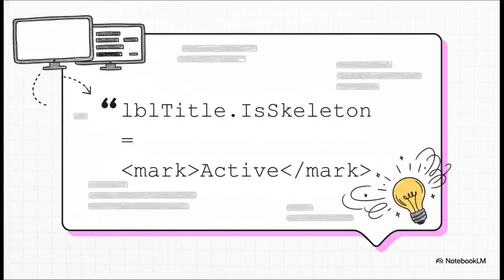So how do we bridge the gap between a blank screen and that nice loading state? Is it a bunch of complicated code? Nope, it's this. It's as simple as this one line of code. You just take your component, in this case the LBL title, and you set its IsSkeleton property to true. That is it. That's the magic switch right there.